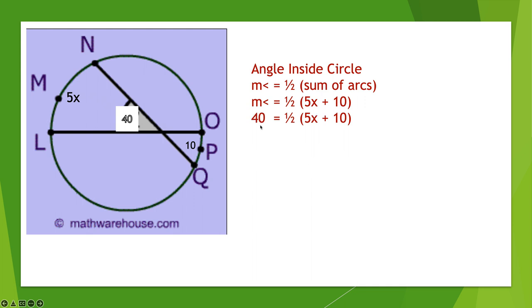So the measure of the angle, 40, is half 5x plus 10. So there's my 40, which is the measure of the angle. Now I'm going to multiply both sides by 2 to get rid of the 1/2, and I get 80 is 5x plus 10. Subtracting the 10, I get 70 is 5x, dividing by 5, and I get x is 14. Now, you may wonder, when I chose not to distribute the half and instead to multiply the other side by 2, why did I do that?